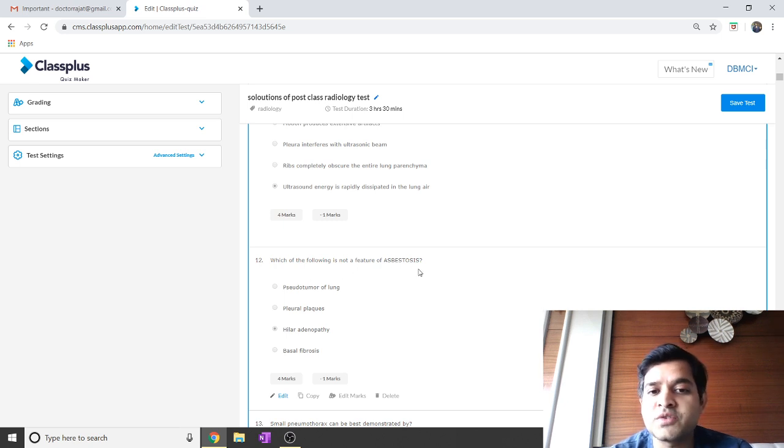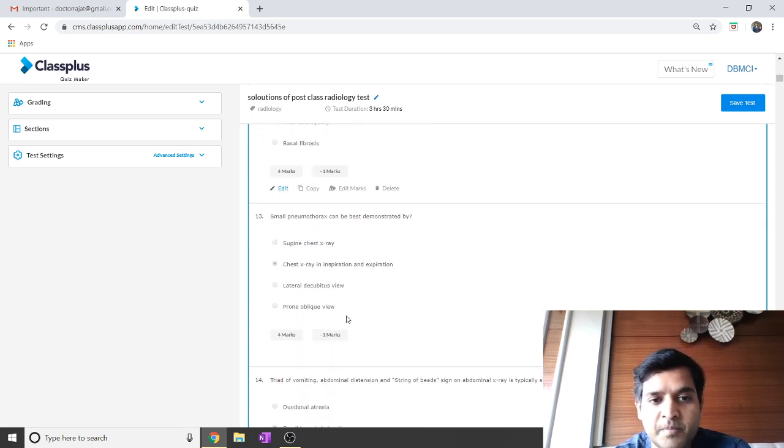Which of the following is not a feature of asbestosis? Lymphadenopathy is not a usual feature of asbestosis. The loculated effusion in the form of pseudotumor of the lung can be seen, which is called fissural effusion. Pleural plaque is a very important finding, and we know that asbestosis involves the basal part of the lung.